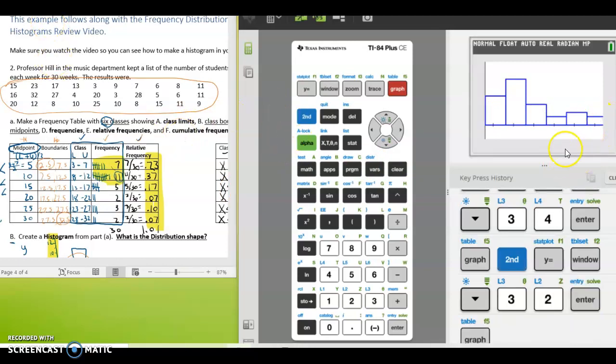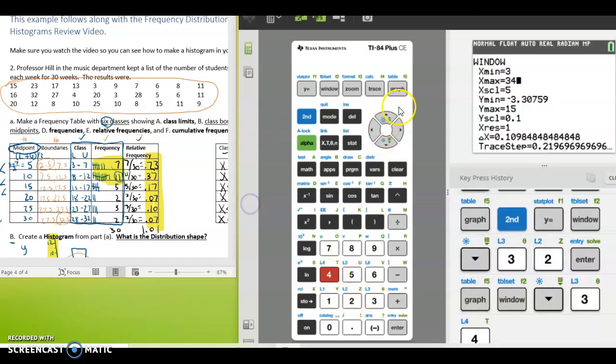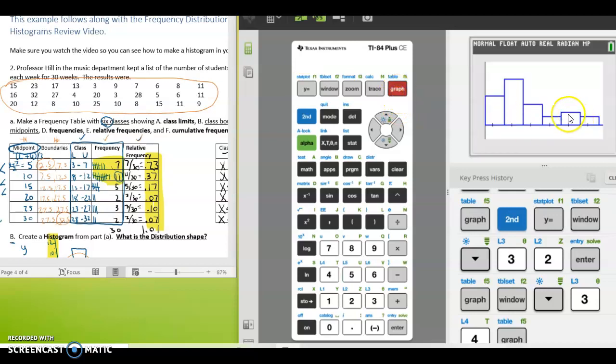You can see our last class is a little cut off. So I'm going to go back to window and change the X maximum to say 34. And now look at my graph. You can see that our classes are perfectly and not cut off, just as they should be.